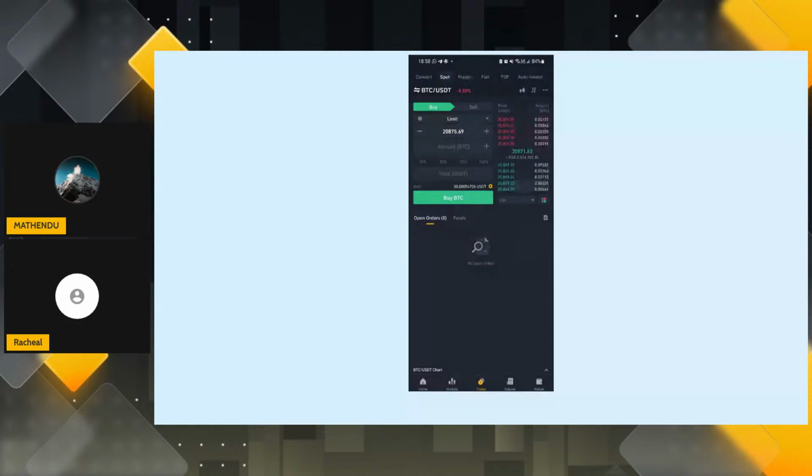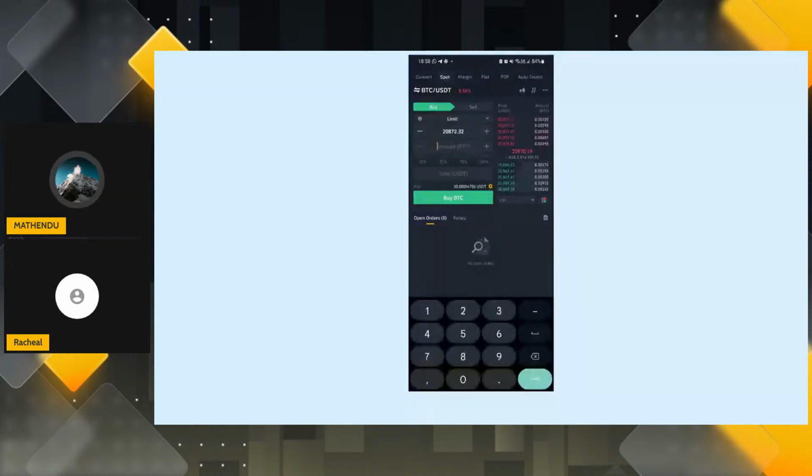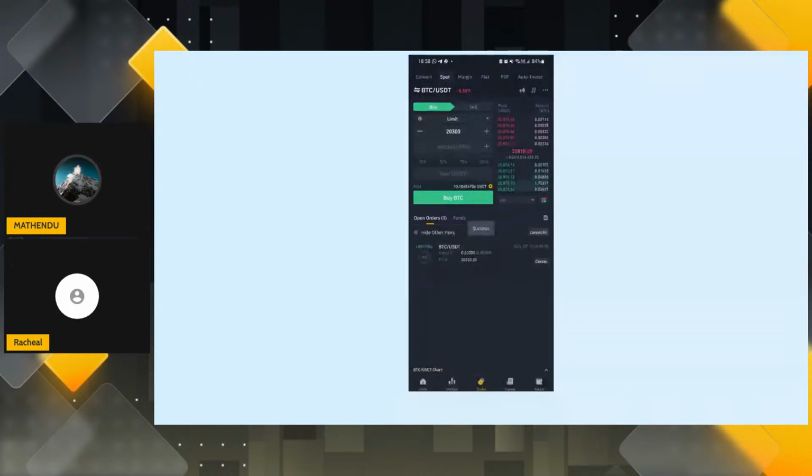You can come in here and select a certain price and say you want to buy Bitcoin whenever it reaches, let's say, a price point of 20,300, and you want to buy how much in Bitcoin or how much in USDT. So in this case, I can put in $20 of USDT. This will put an order here that says, when Bitcoin reaches 20,300, buy me the equal amount in Bitcoin for $20. In this case, it's 0.0098 Bitcoin. So that's what a limit order does.